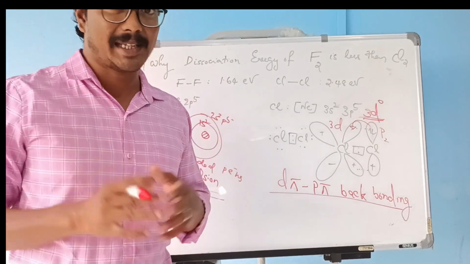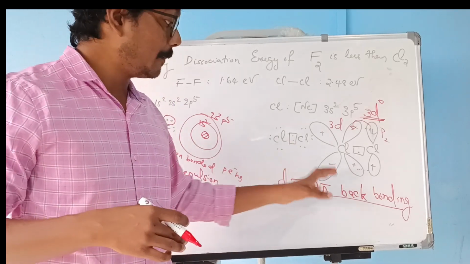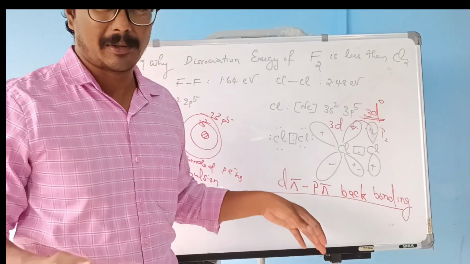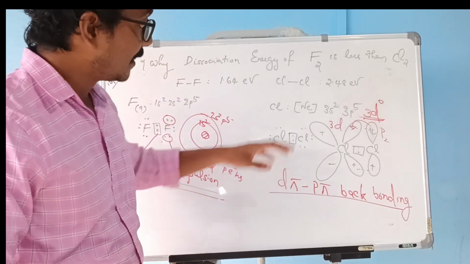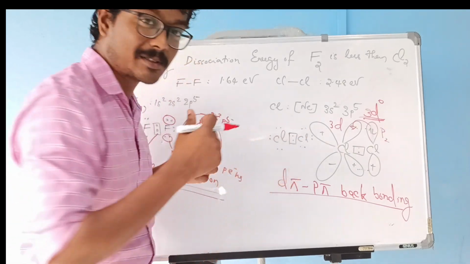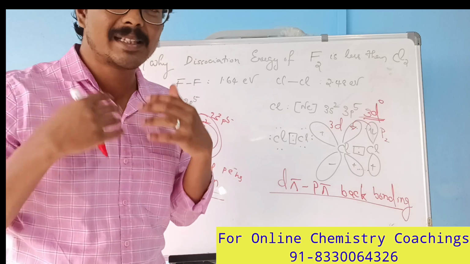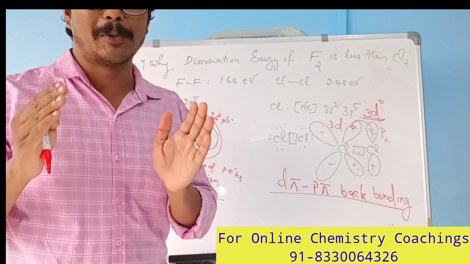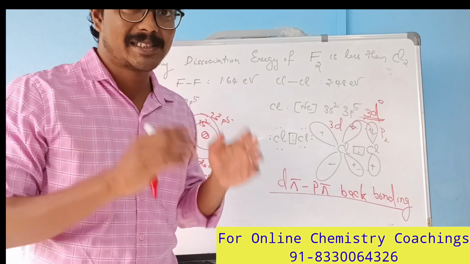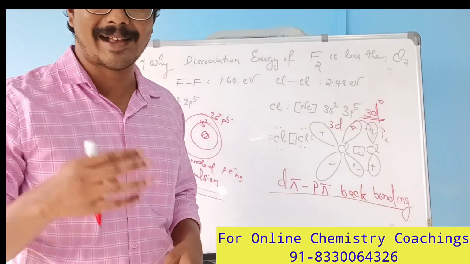This is a special case of bonding, a pi bond, where dπ-pπ bonding, back bonding or back donation are all alternative names. This back bonding results in a strong bond and will strengthen the chlorine covalent bond. As a result, the dissociation energy of the chlorine molecule Cl2 is higher.